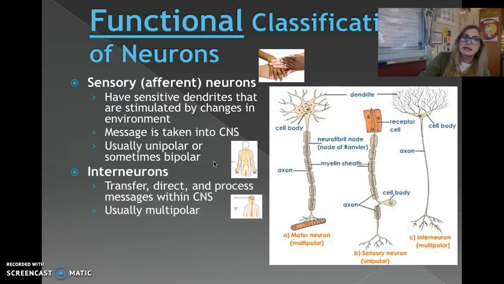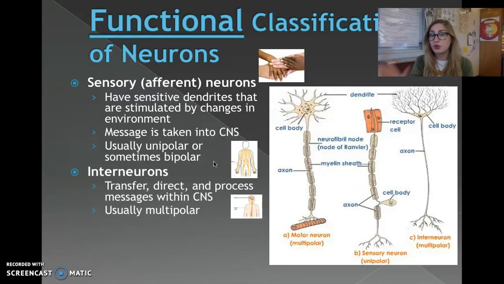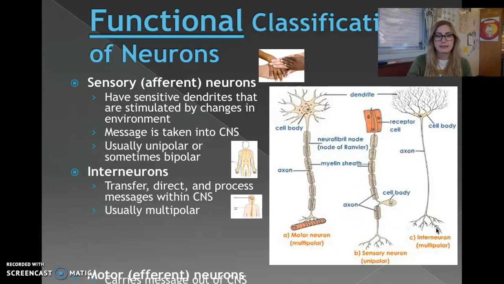The next type is interneurons. Now, inter means between two separate things. Intra is within something. So interneurons, they're going to be directing and processing the messages within the central nervous system. These are multipolar, so they have lots of dendrites on one side, and then the axon can connect to multiple different neurons as well. So the idea with the interneurons is that this is going to have many connections, which then allows for you to think and have different processing techniques.